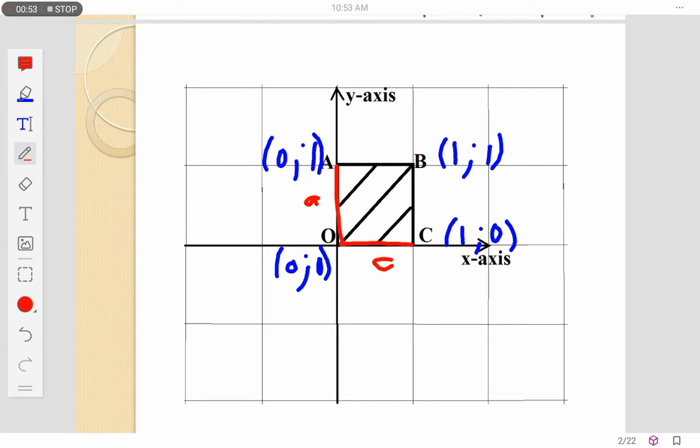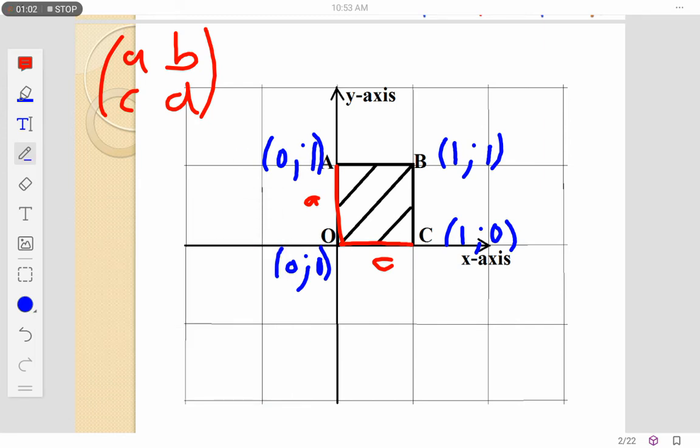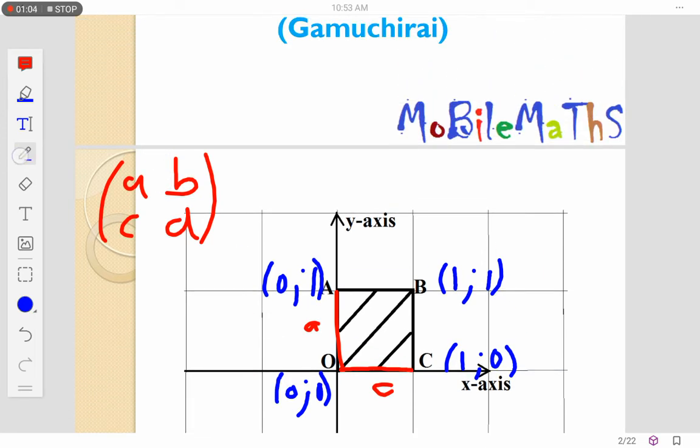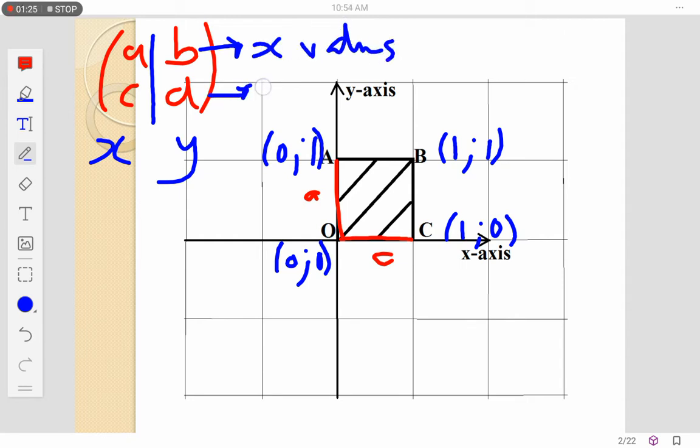With that information, I can write a matrix in the form a, b, c, d, where the first column represents the x-axis and the second column represents the y-axis. The first row represents the x values, and the second row the y values.